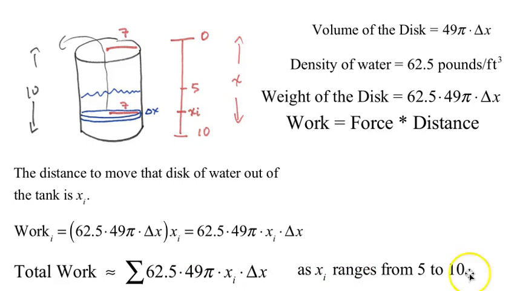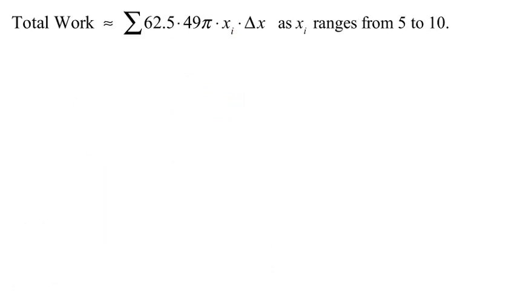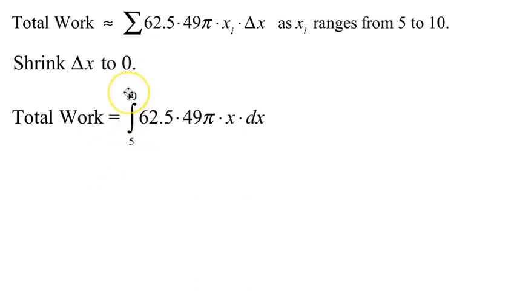Why is that? We said the cylinder was half full. From the top to the bottom, it's 10 units, so it's 5 units high. The ranges where the discs are going to occur are going to be values where x ranges from 5 to 10. So our x values here will indeed be 5 to 10. So we want to convert that somehow. As we shrink delta x to 0, this sum is going to become an integral from 5 to 10 of the force, 62.5 times 49 pi times the distance, which was just x, dx.